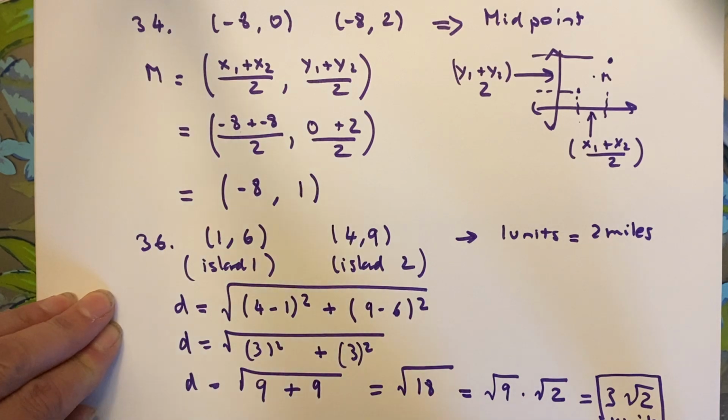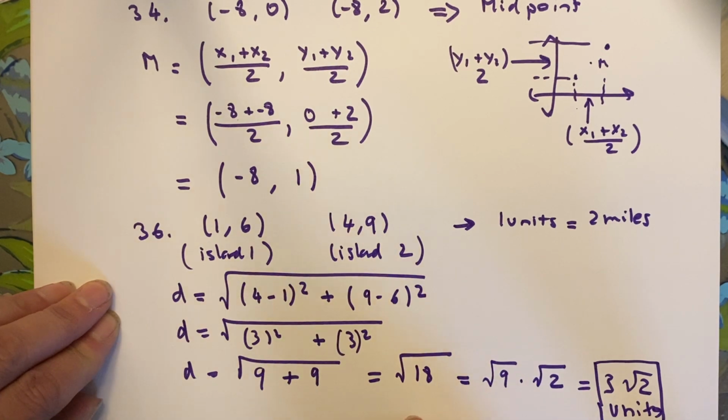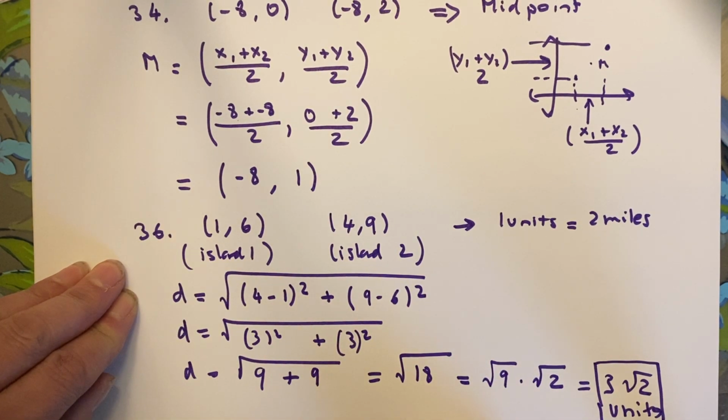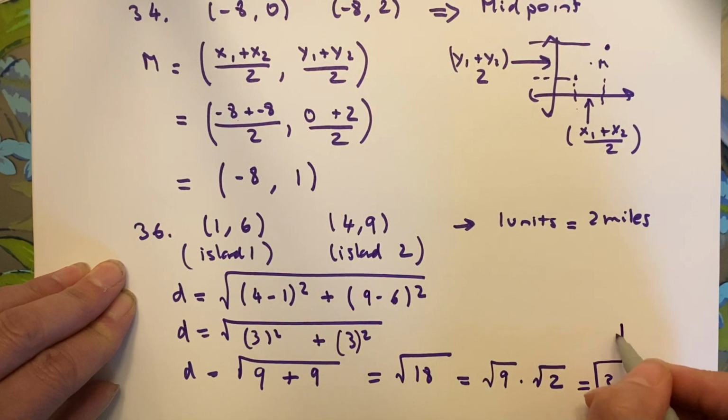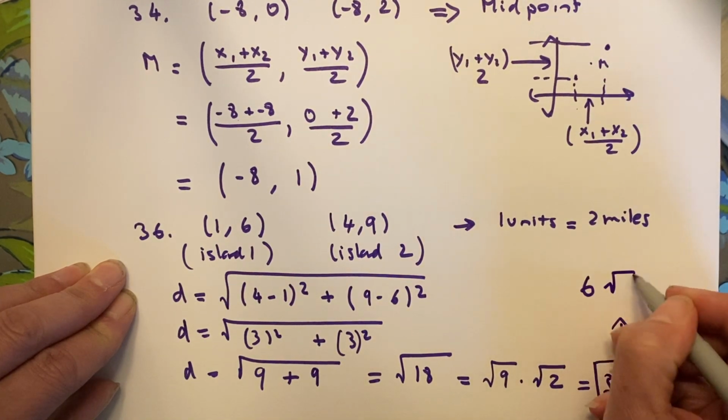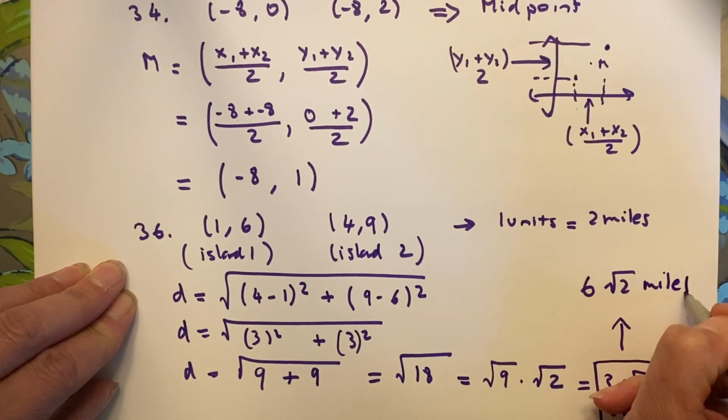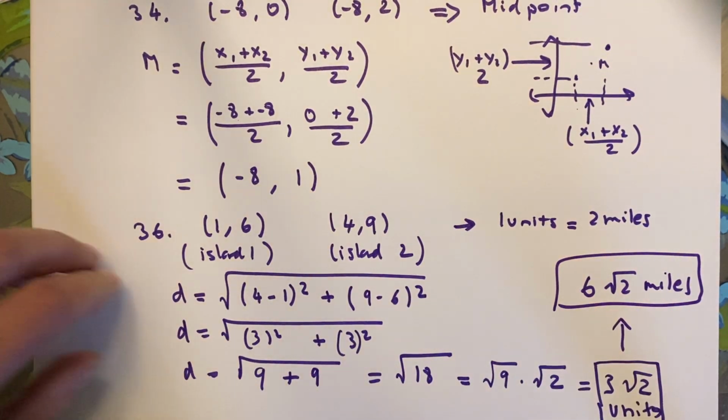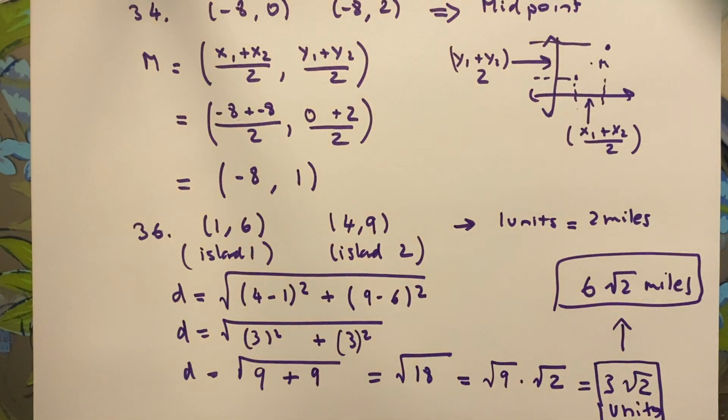Okay, well, I have 3 square root of 2 units, but I don't yet know how many miles, but I'm told every single unit is 2 miles. So if every unit is 2 miles, and 3 square root of 2 units is going to give me 6 square root of 2 miles. Okay, and that's the answer to number 36.